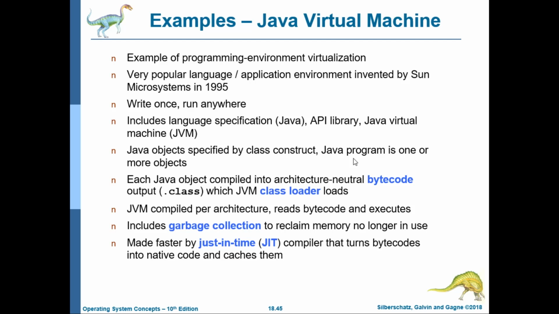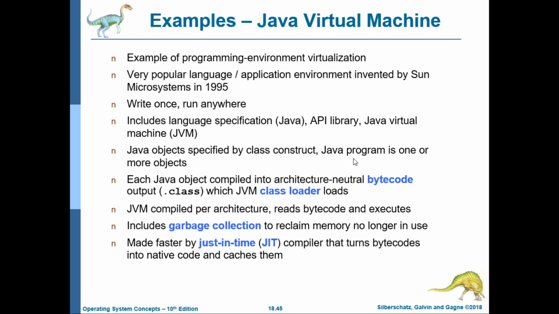Java objects are specified by the class construct. A Java program is one or more objects, because Java is an object-oriented programming language. Each Java object is compiled into architecture-neutral bytecode output within that class, which the JVM class loader loads. Bytecode is computer object code resulting from compiling a program in a language such as Java that runs on a virtual machine. The class loader is a helper component that loads class files for execution by the JVM. The JVM, compiled per architecture, reads bytecode and executes.